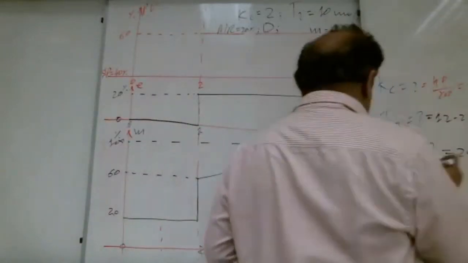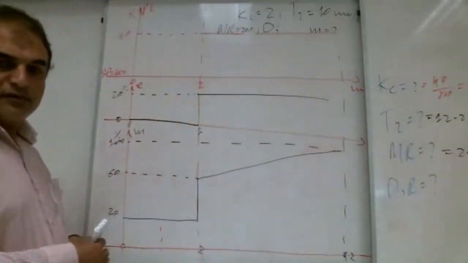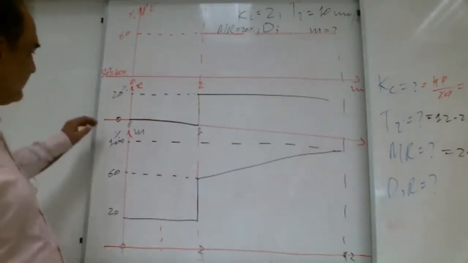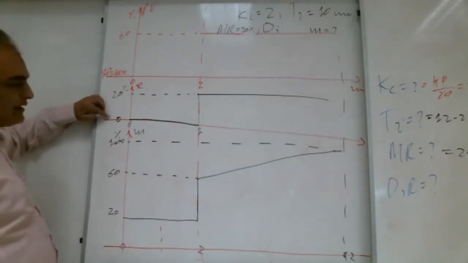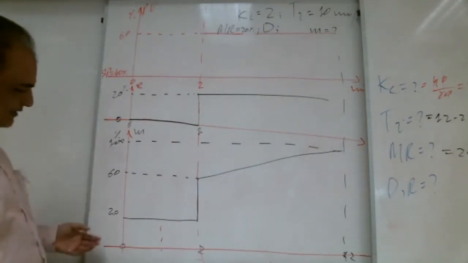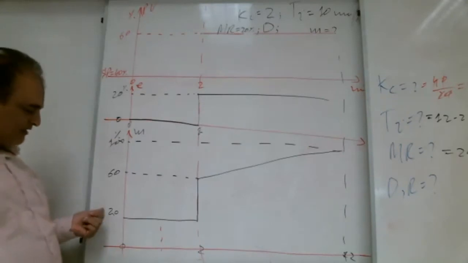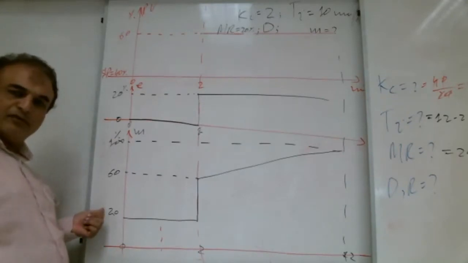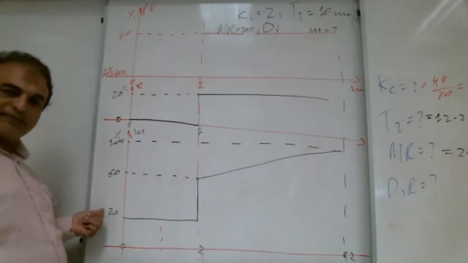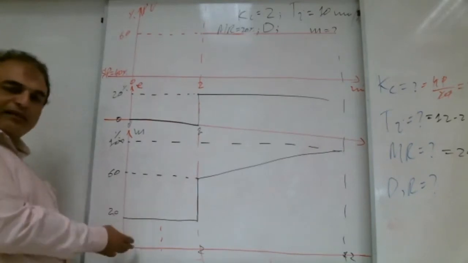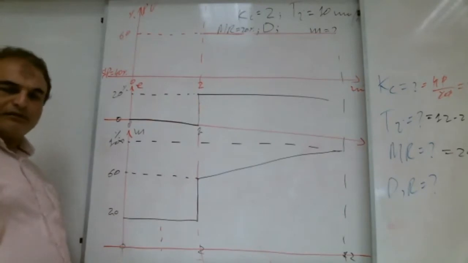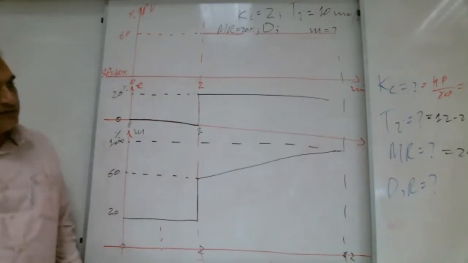20. Once again, Shabab, please pay attention. The error is starting from where? Error is starting from 0, right? If error is starting from 0, output must start from 0. But output is starting from 20. So it means 20 has been added to the output. So what is MR? 20. Work with me.